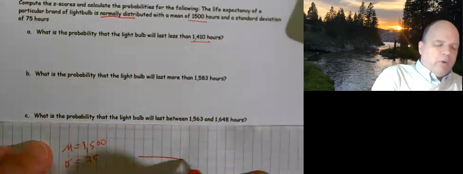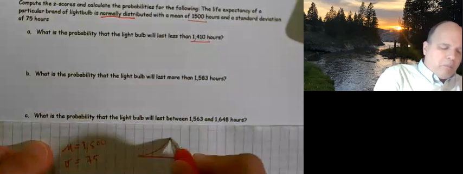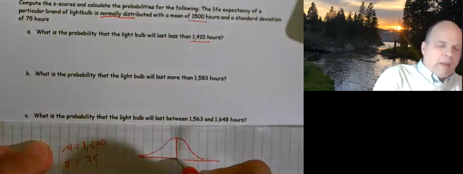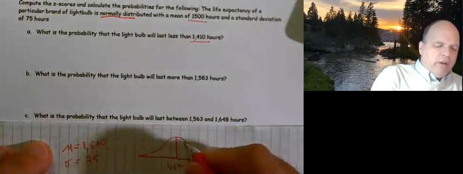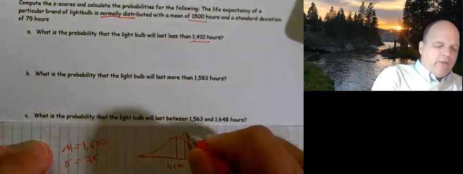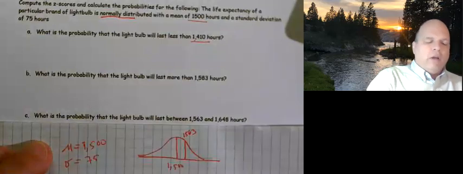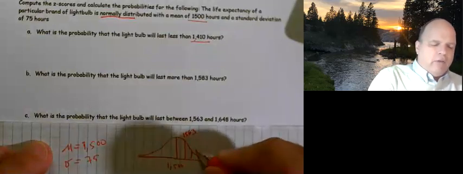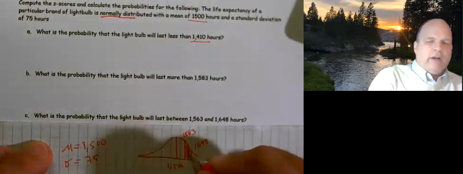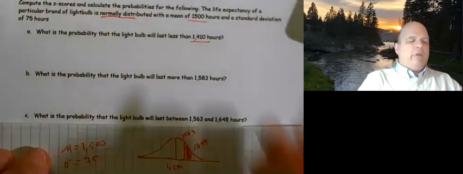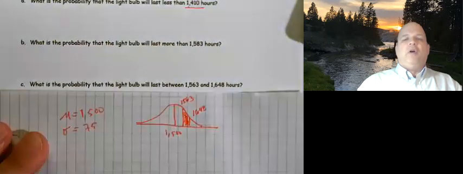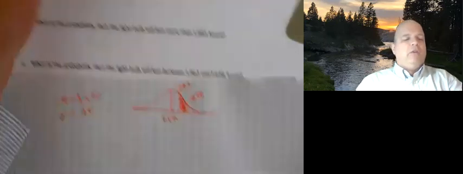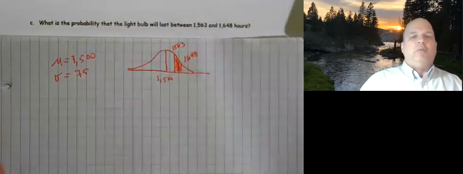Real quickly, I have a mean of 1,500, and then they want me to figure 1563 and 1648. So they're looking for this area right here. I don't know if I have those in the right place. All I know is they're above the average, above the mean, so I wrote them above the mean.